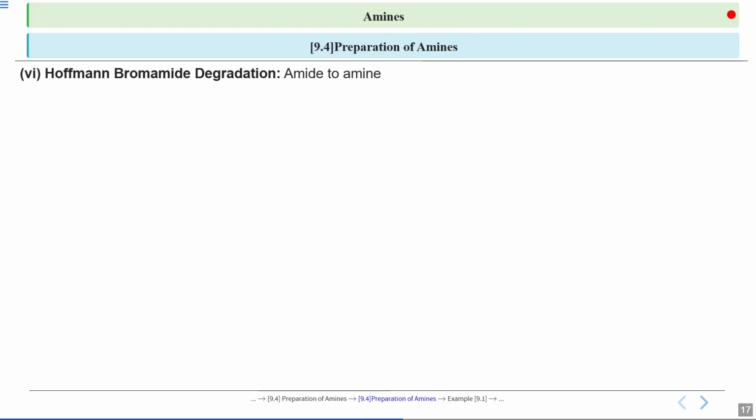Now, sixth one, we have Hofmann bromamide degradation. So this is a process where an amide is converted into an amine. The key thing to remember is that the reaction reduces the number of carbon atoms in the molecule by 1. Okay, let us see the reaction.